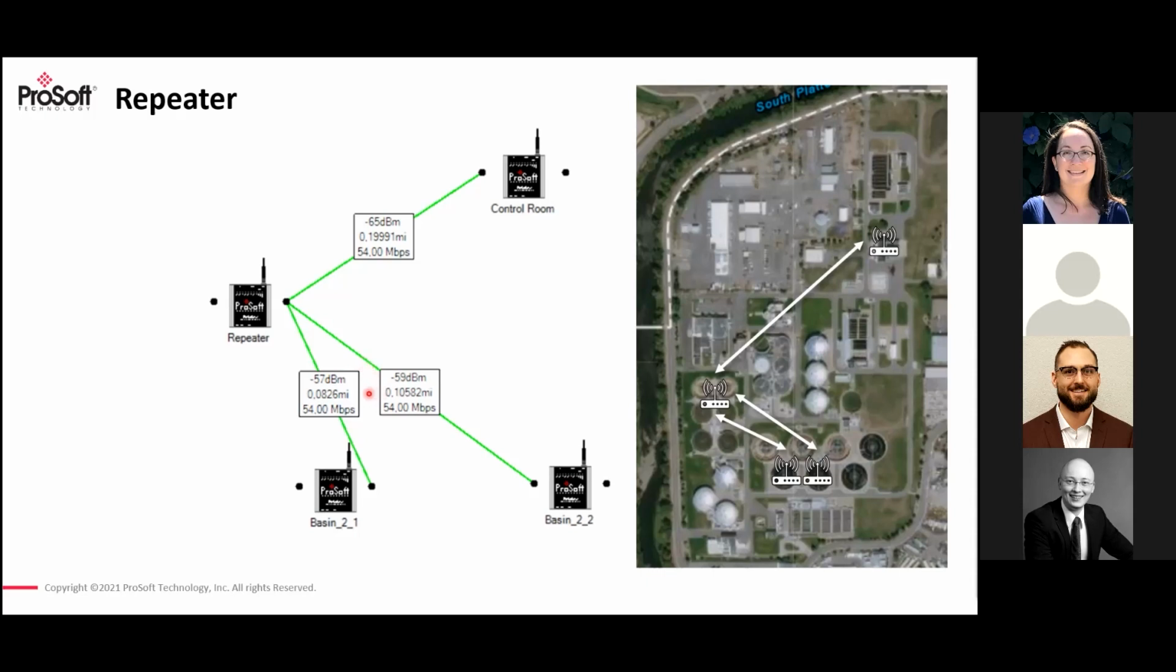You see the distances in between these connections. So 0.08 miles, that's the distance between the repeater and the BASIN 1. And 0.1 miles is the connection length between the repeater and the BASIN 2. The network speed we're going to aim for here is a simple 50 megabit speed.